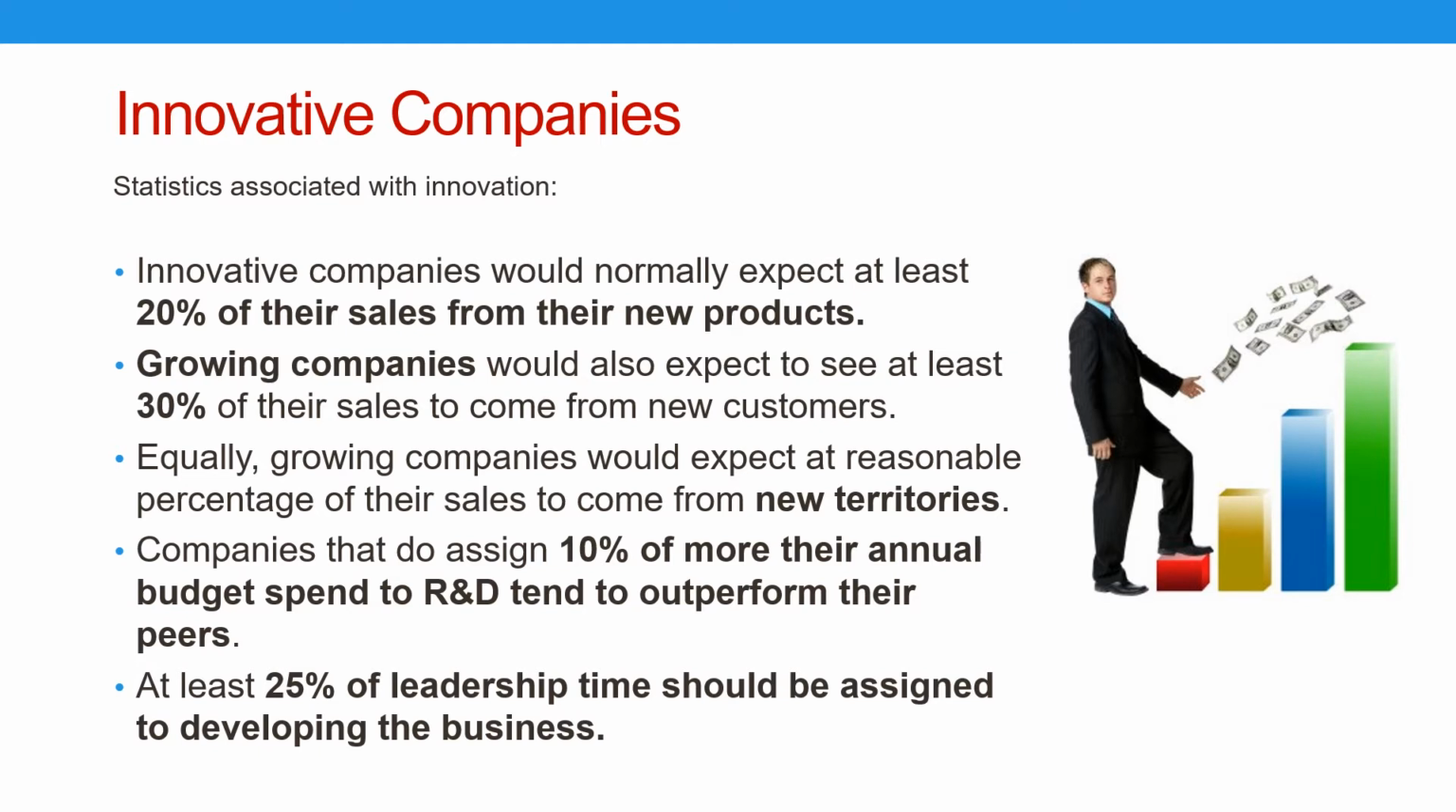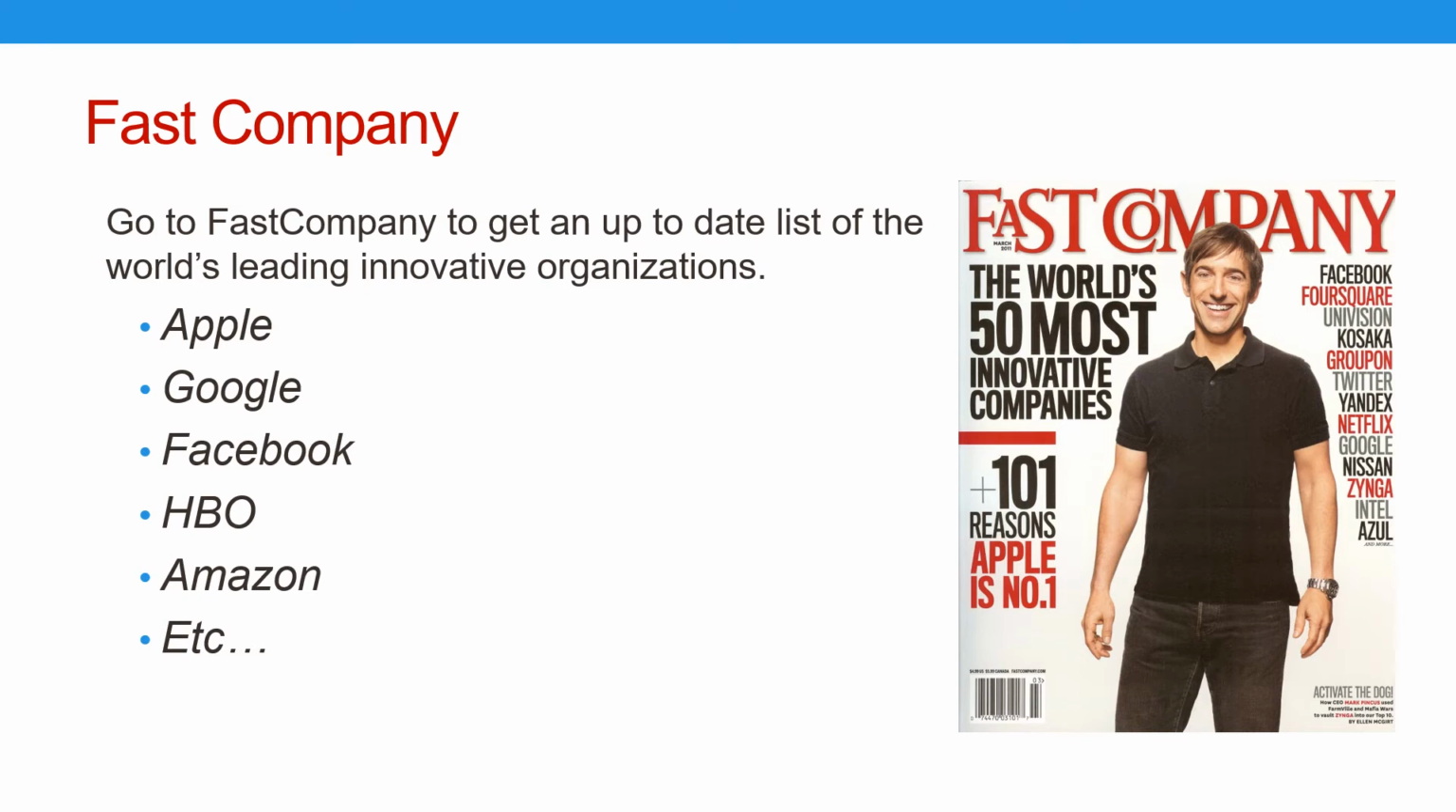Not all businesses will see it as necessary to commit to an R&D budget. However, experience shows that companies that do assign 10% or more of their annual budget spend to R&D tend to outperform their peers. In addition, an overall average of at least 25% of leadership time should be assigned to developing the business. We suggest you go to www.fastcompany.com to get an up-to-date list of the world's leading innovative organizations. They are likely to include Apple, Google, Facebook, HBO, Amazon, etc.